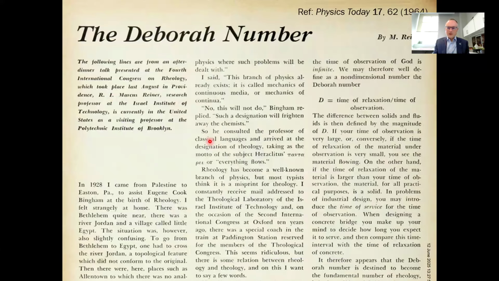Now, if we look at the right-hand side of Reiner's paper, this right-hand column is where he actually introduces the concept of the Deborah number. He denotes the Deborah number by the capital letter D, and he defines it as the ratio of the time of relaxation over the time of observation.